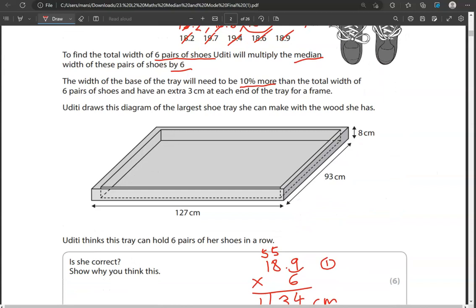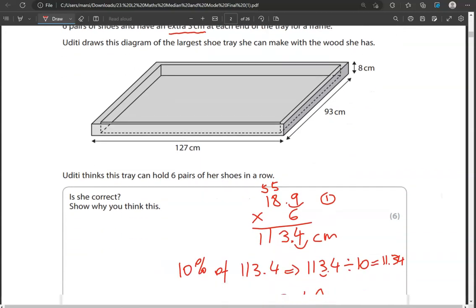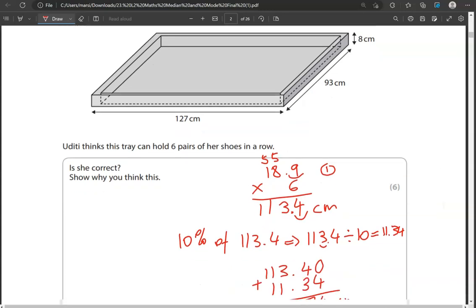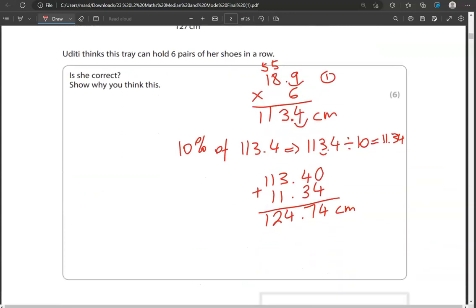And it says we need to add an extra 3 centimeters at each end of the tray for the frame. So that will be 6. 3 and 3, which makes 6. So if I add 6 to this, 4 and 6 is 10, so 0 down, 1 carried over. 2 and 1 is 3, 1 and 0 is 1.